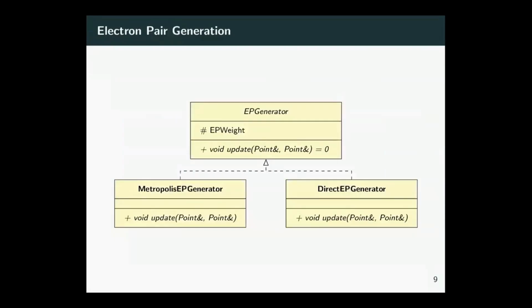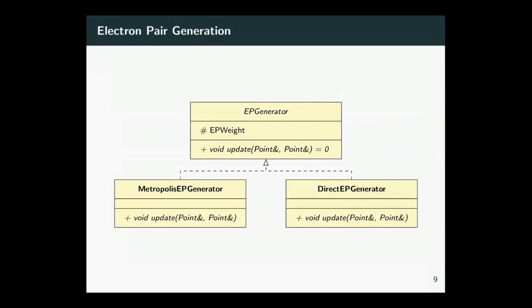The first class that I want to look at is the electron pair generator. The base class for this stores the electron pair weight as a private member variable and mandates that all implementations have a function called update that takes the two electron pair coordinates as in and out variables. In terms of actual implementations of this class, we have a metropolis generator, which has been the generator that most of the work for these methods have used.